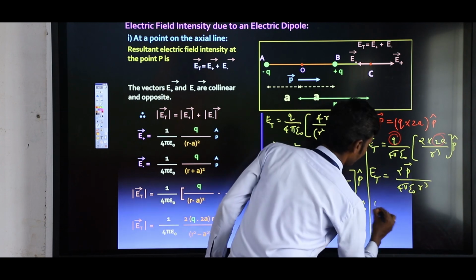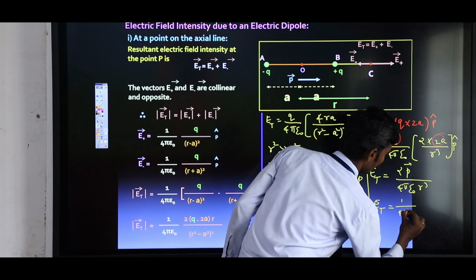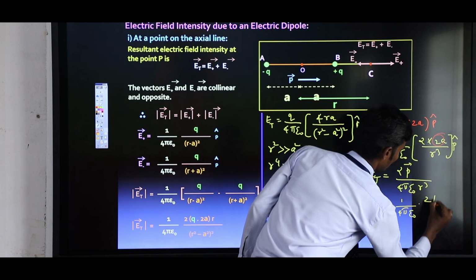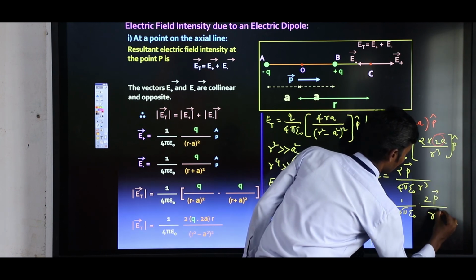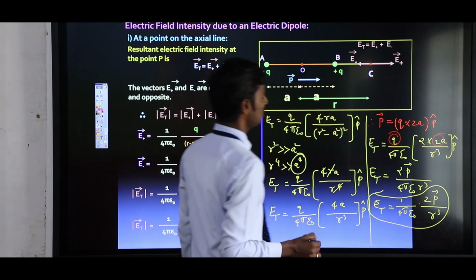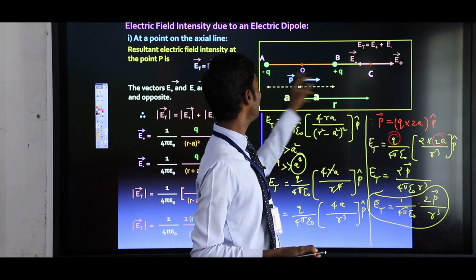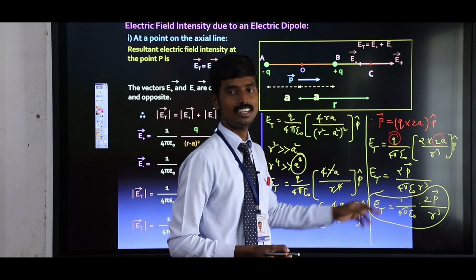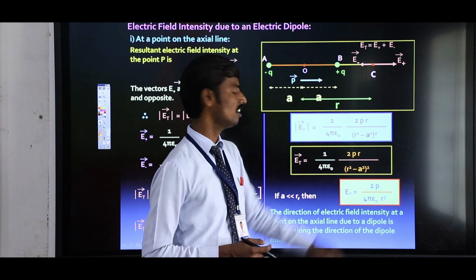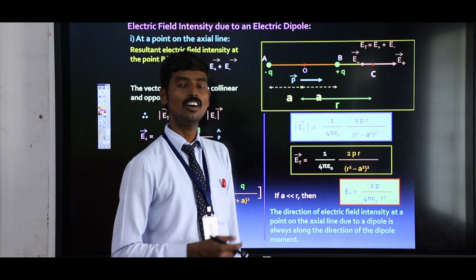So in other words, we are writing total electric field at a point C equal to 1 by 4 pi epsilon 0 into 2P vector divided by r cube. This is the very familiar equation. Okay. See, this is the electric field at a point C due to plus Q and minus Q on the axial line. Okay. Finally, we will get the answer Et equal to 2P by 4 pi epsilon naught into r cube. This is the final solution for the electric field due to an electric dipole on the axial line.